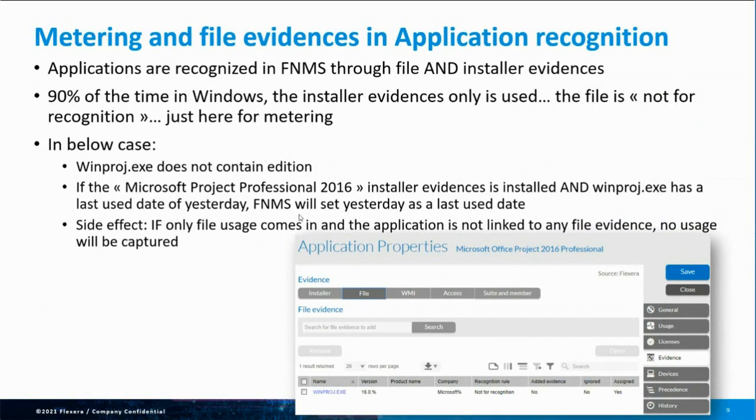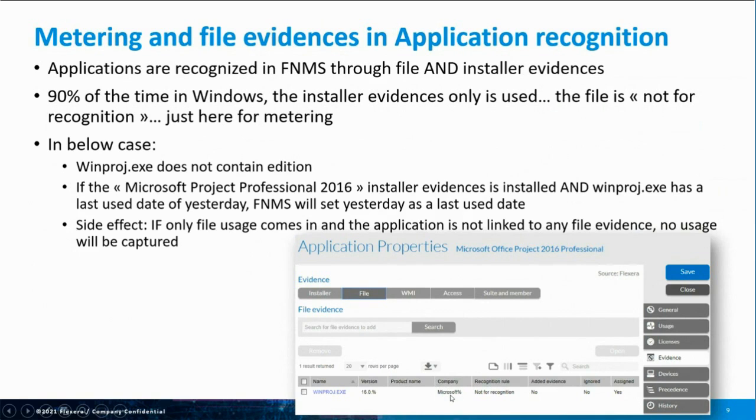When I was saying we try to link as much usage as possible to recognized applications, this is a nice and easy case. If you open an application, let's say Project 2016 Professional, you will see that we have the installer evidence, which is used to recognize Office Project. That's quite easy. It's from the add remove program signatures, installer evidences. And we have these files which are not for recognition. You may have seen that in the file tab of the application detail.